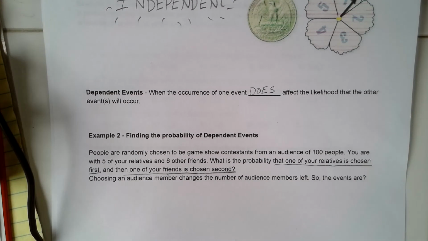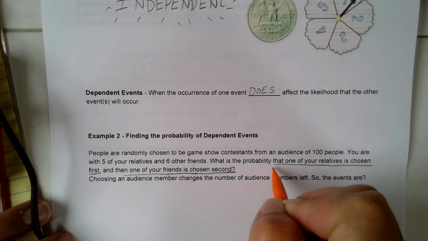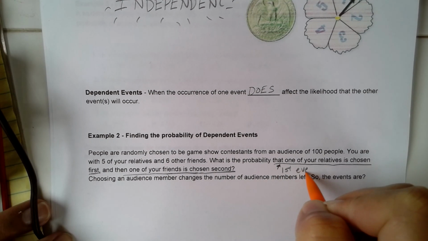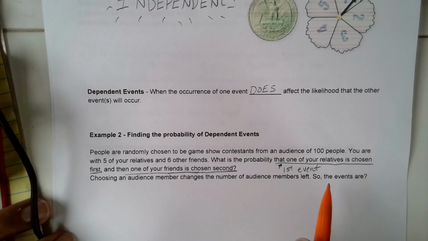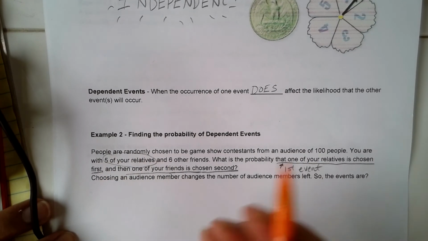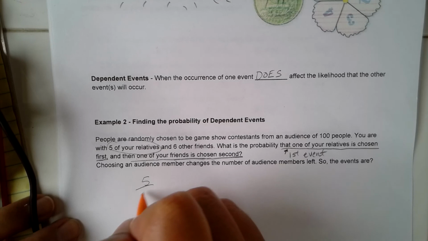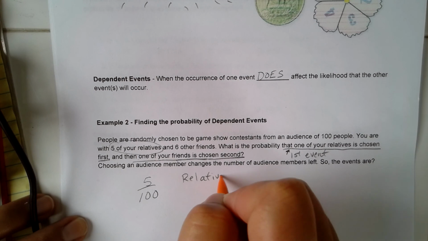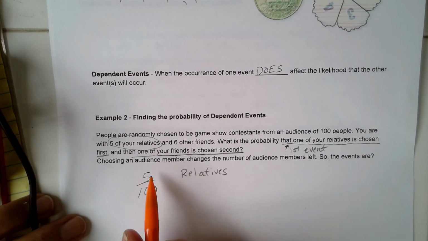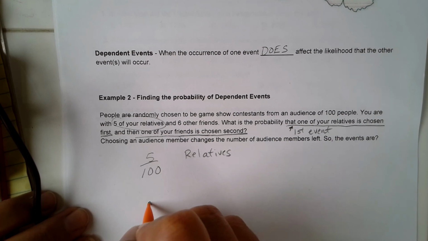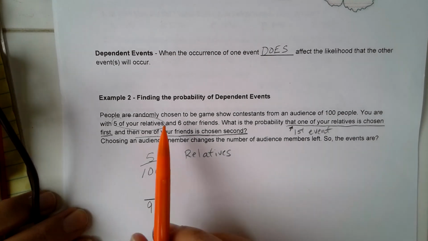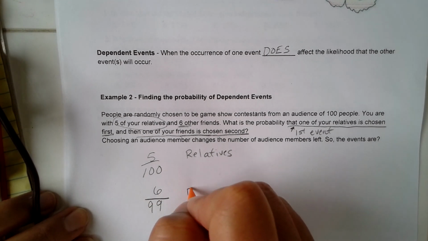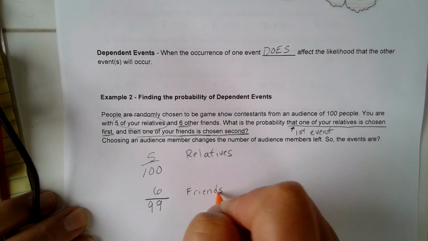So first we need to look at the probability of the first event, right? So this is the first event. So 5 of the people that you're with are relatives. So 5 out of the 100 people of the audience are your relatives. Now, one of them is chosen. So the remainder of the people left in the audience is really 99, and 6 of them are your friends. So this would represent your friends after one of the relatives is picked or chosen.